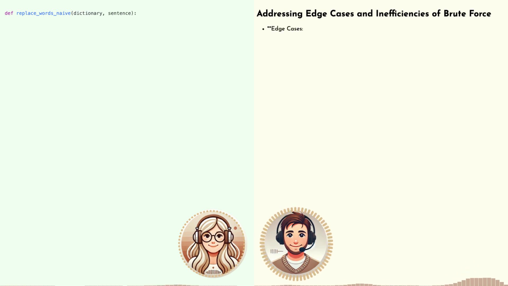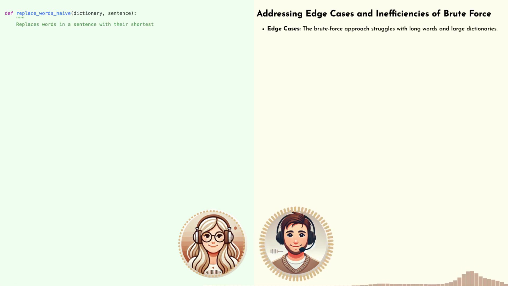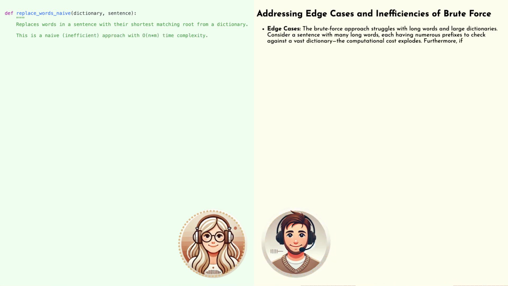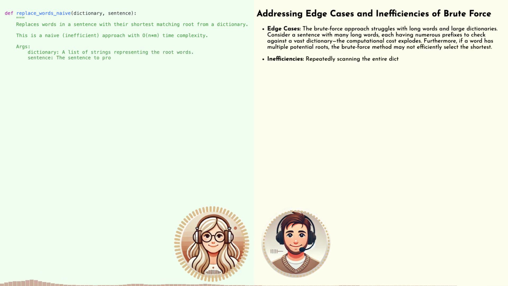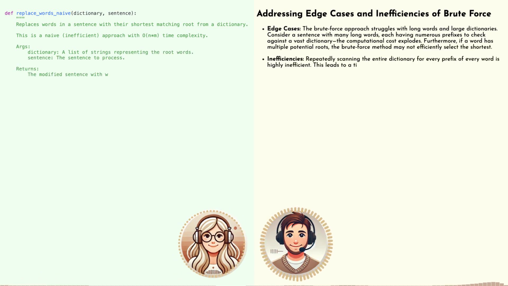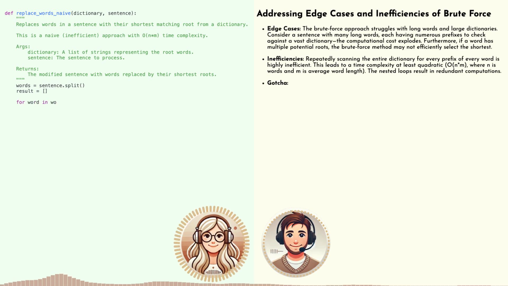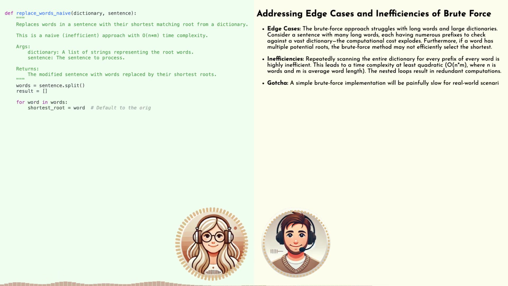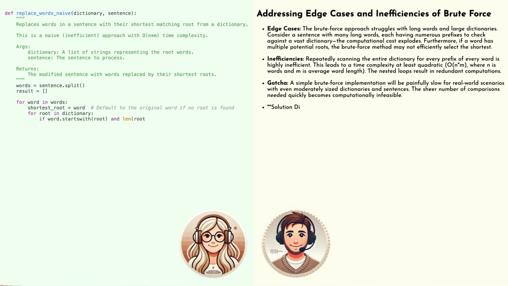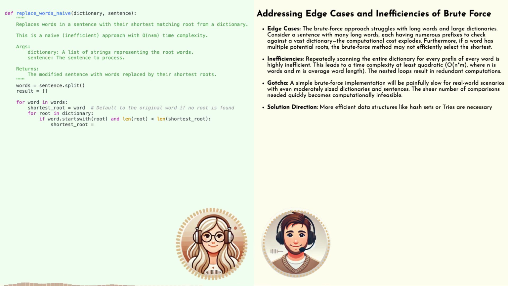Makes sense. Now, my first instinct is to just go through each word and chop it up into all its possible prefixes. Like starting with the first letter, then the first two, and so on. Yeah, and then see if any of those prefixes match a word in the dictionary. Exactly. But I can already see how that could become a problem. Oh, yeah, especially if you've got a huge sentence or a massive dictionary. Right. It feels super inefficient. It's the brute force method. Yeah. Straightforward, but definitely not the most elegant.